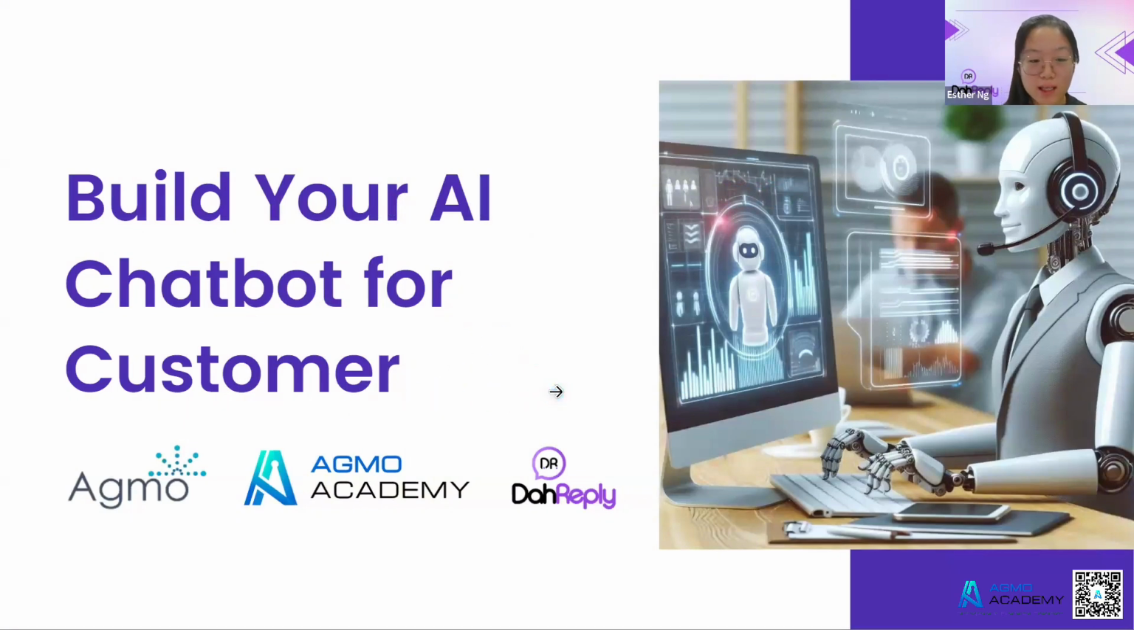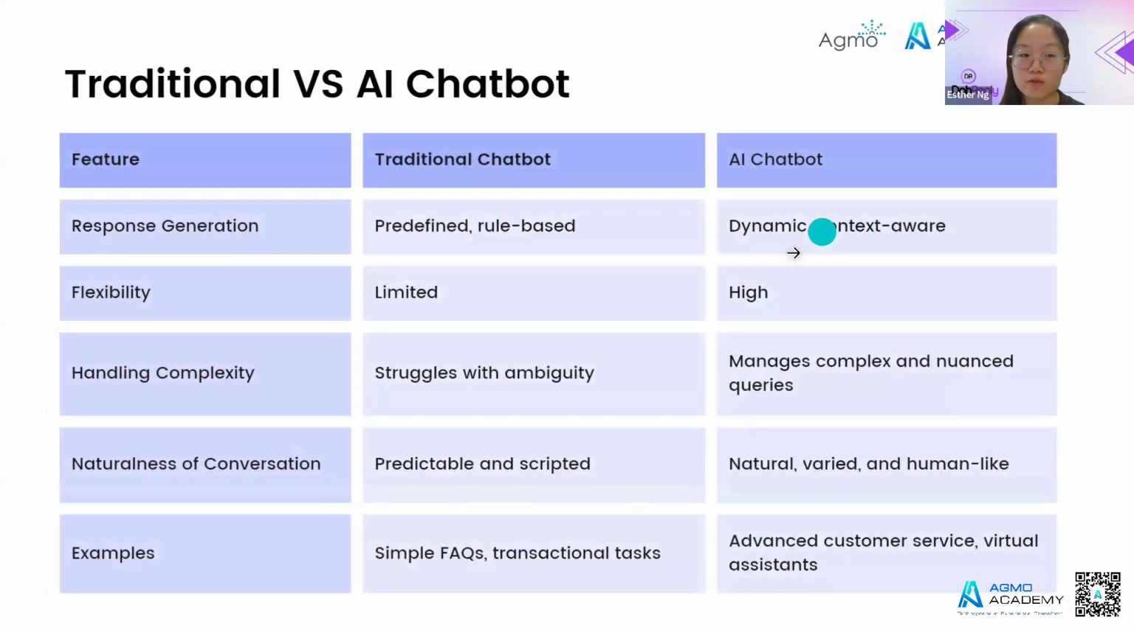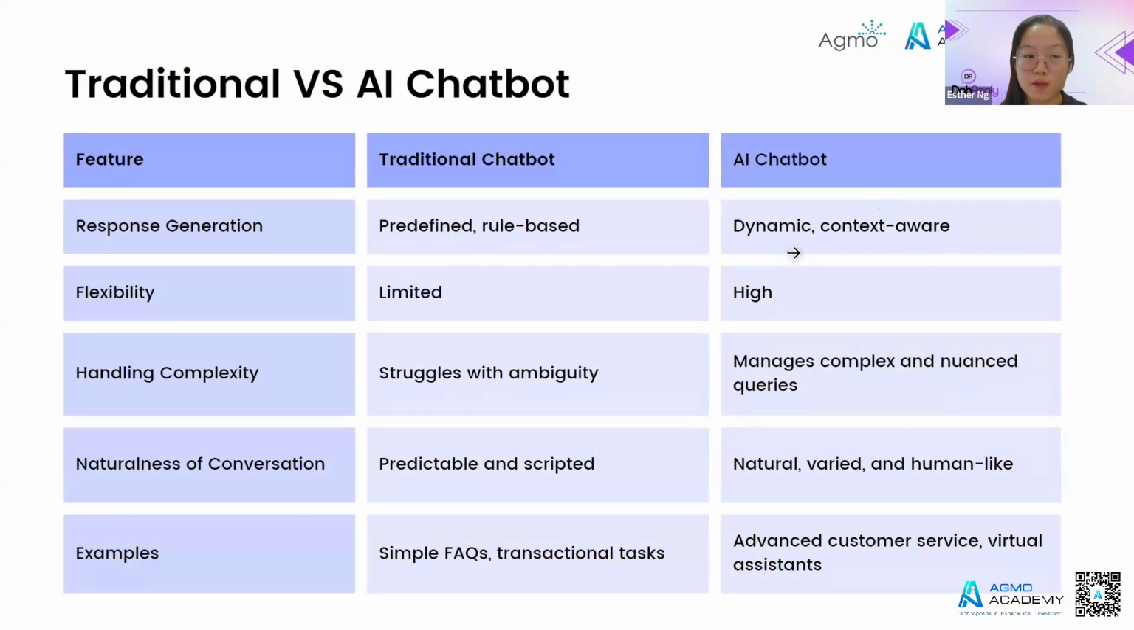So before we actually dive into building an AI chatbot, we thought it would be good to give you an explanation of the difference between a traditional chatbot versus an AI chatbot. Traditional chatbots have been around for quite some time. In terms of response generation, it is quite predefined and rule-based. They have a fixed set of ways to answer questions compared to AI chatbots, which are more dynamic and context aware. It is aware of what kind of situation we are holding the conversation in and therefore is able to give much better responses.